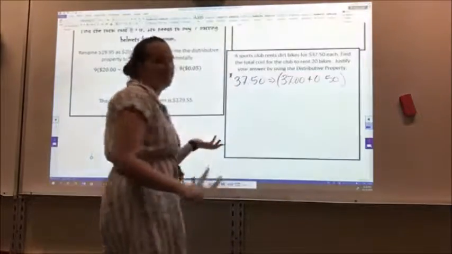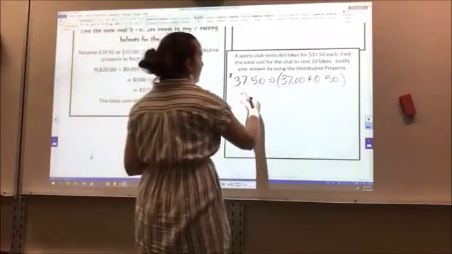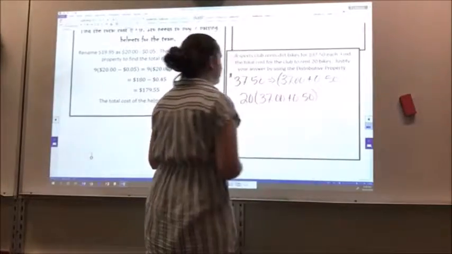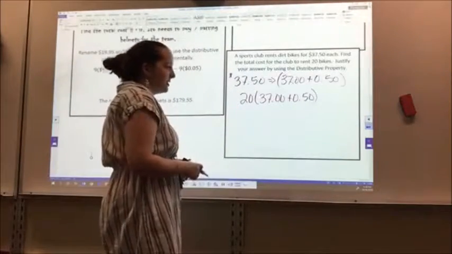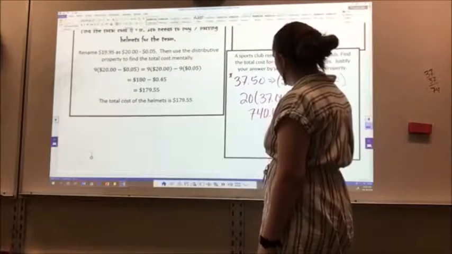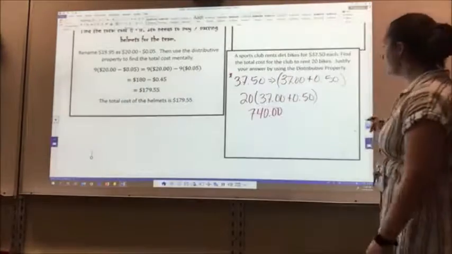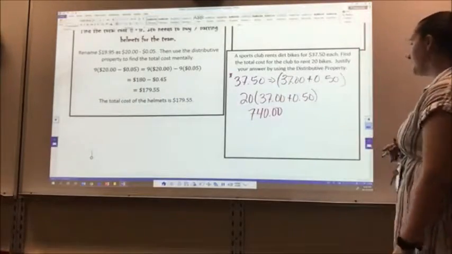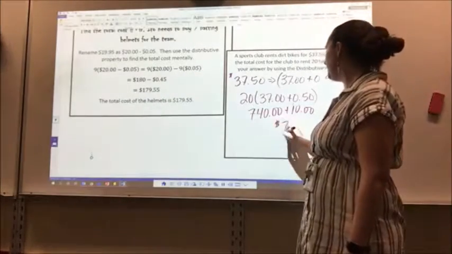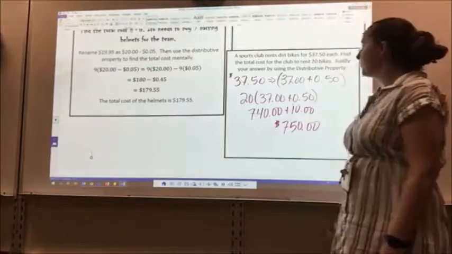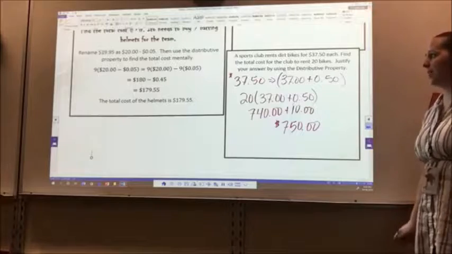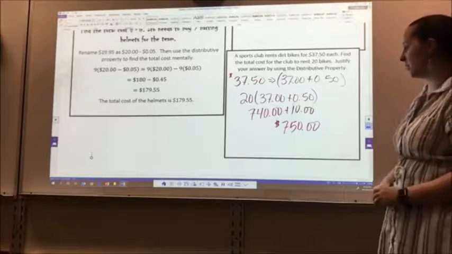Okay? Then I'm going to multiply this times 20. 20 times 37 is $740. And then 20 times 50 cents is $10, so 740 plus $10 is $750. So the total cost for the club to rent the bikes is going to be $750.